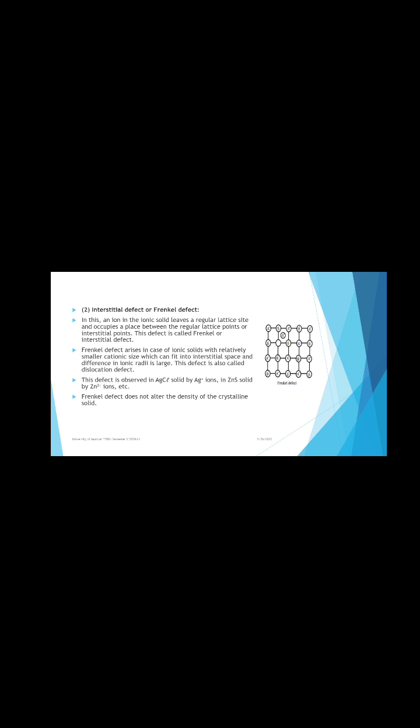In a Schottky defect, the density of that particular solid decreases because mass decreases, but in a Frenkel defect the density doesn't change. The particular ion leaves its position, but it remains in the solid; it does not go away from the crystal, and that's why the density remains as it is, because mass doesn't change.